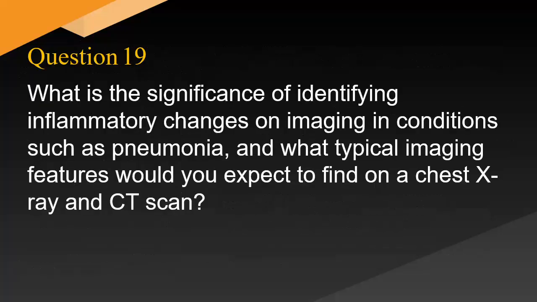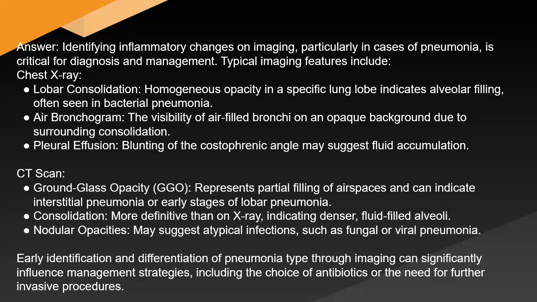What is the significance of identifying inflammatory changes on imaging in conditions such as pneumonia, and what typical imaging features would you expect to find on a chest X-ray and CT scan? Answer: identifying inflammatory changes on imaging, particularly in cases of pneumonia, is critical for diagnosis and management. Typical imaging features include, chest X-ray: lobar consolidation. Homogeneous opacity in a specific lung lobe indicates alveolar filling, often seen in bacterial pneumonia. Air bronchogram: the visibility of air-filled bronchi on an opaque background due to surrounding consolidation. Pleural effusion: blunting of the costophrenic angle may suggest fluid accumulation.